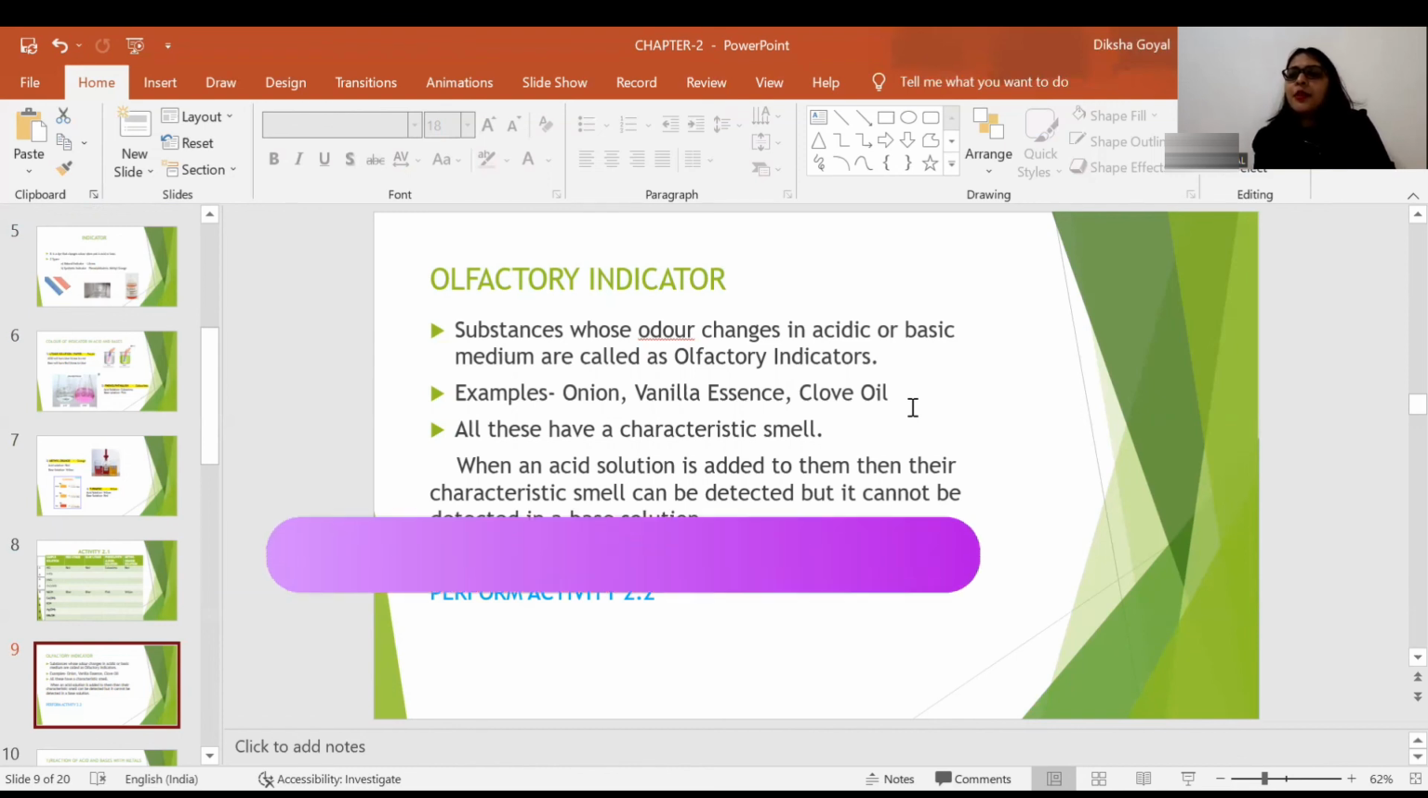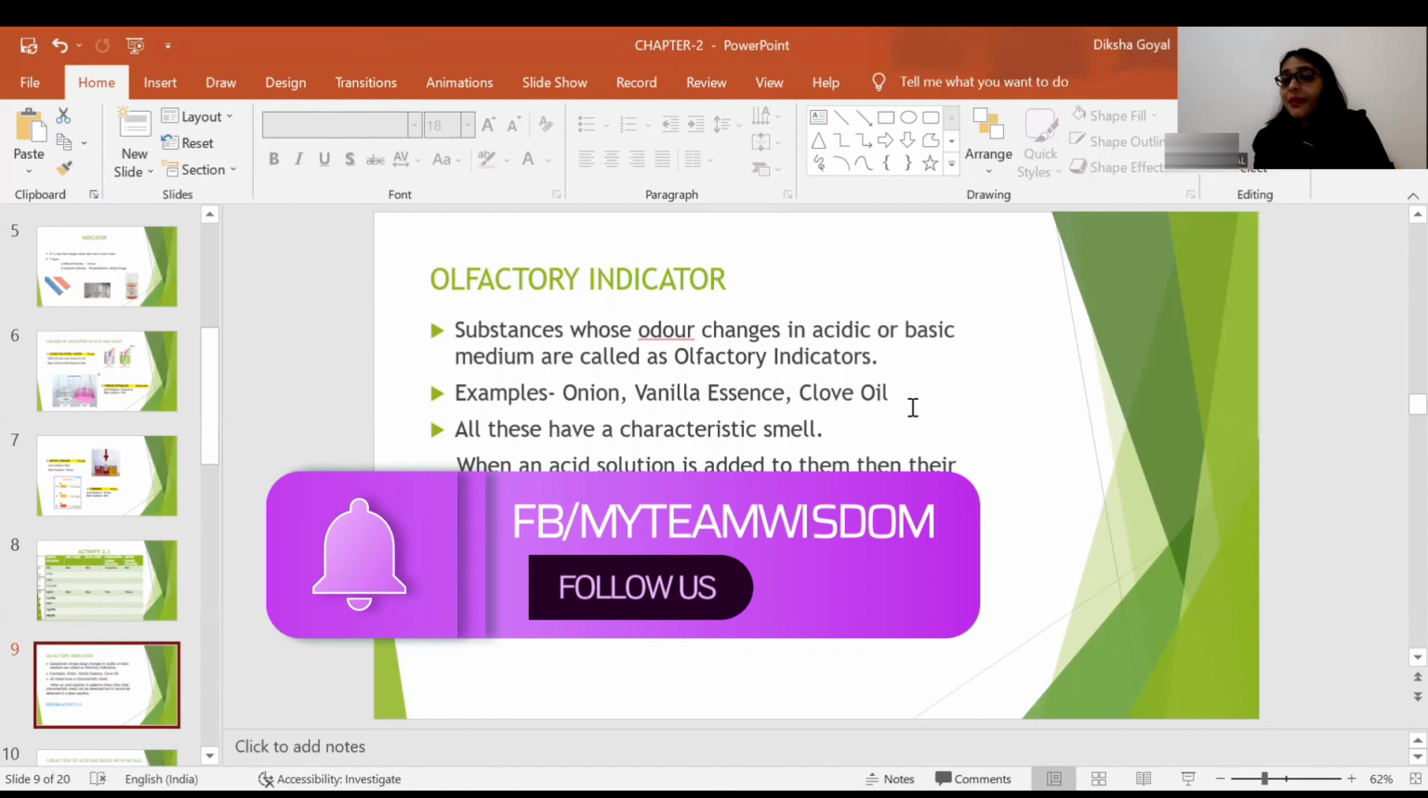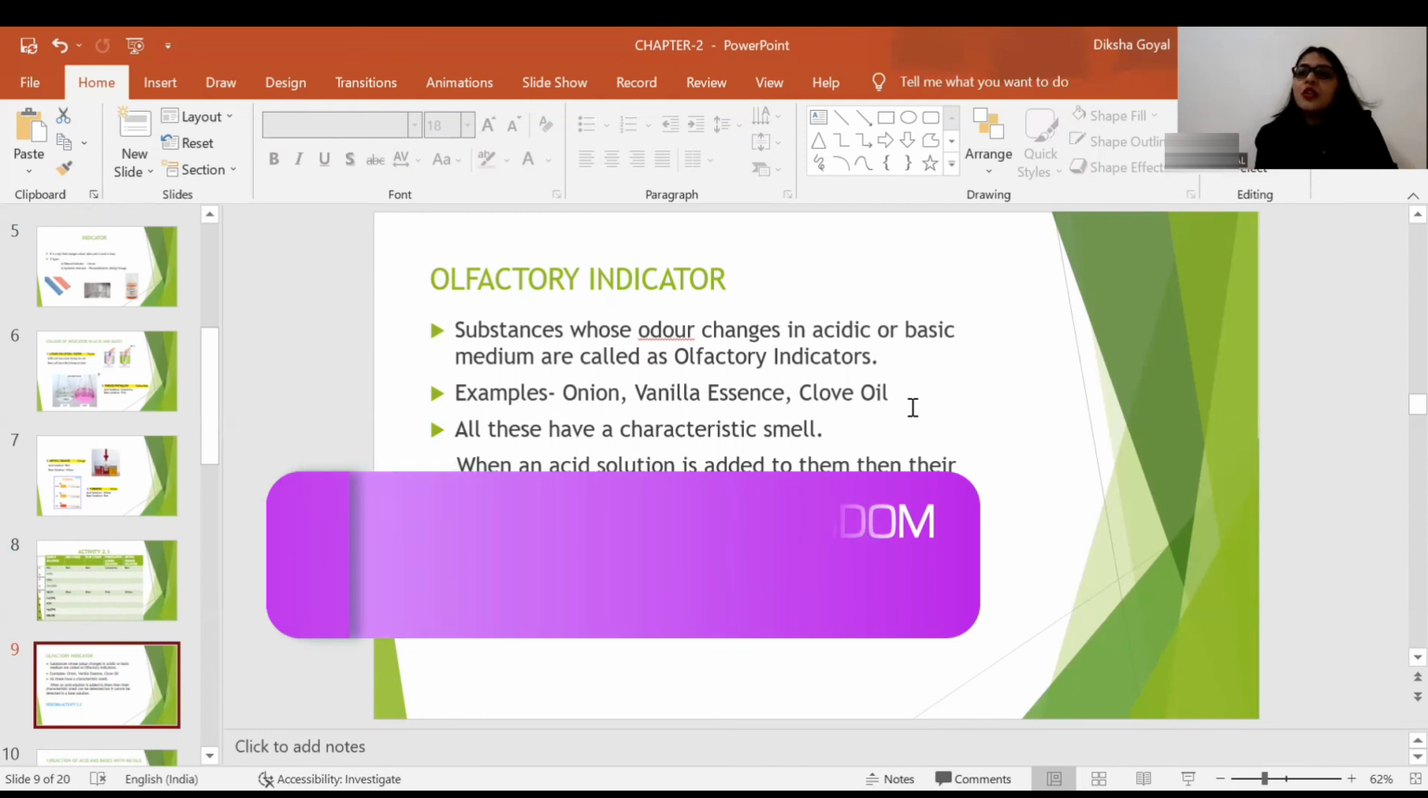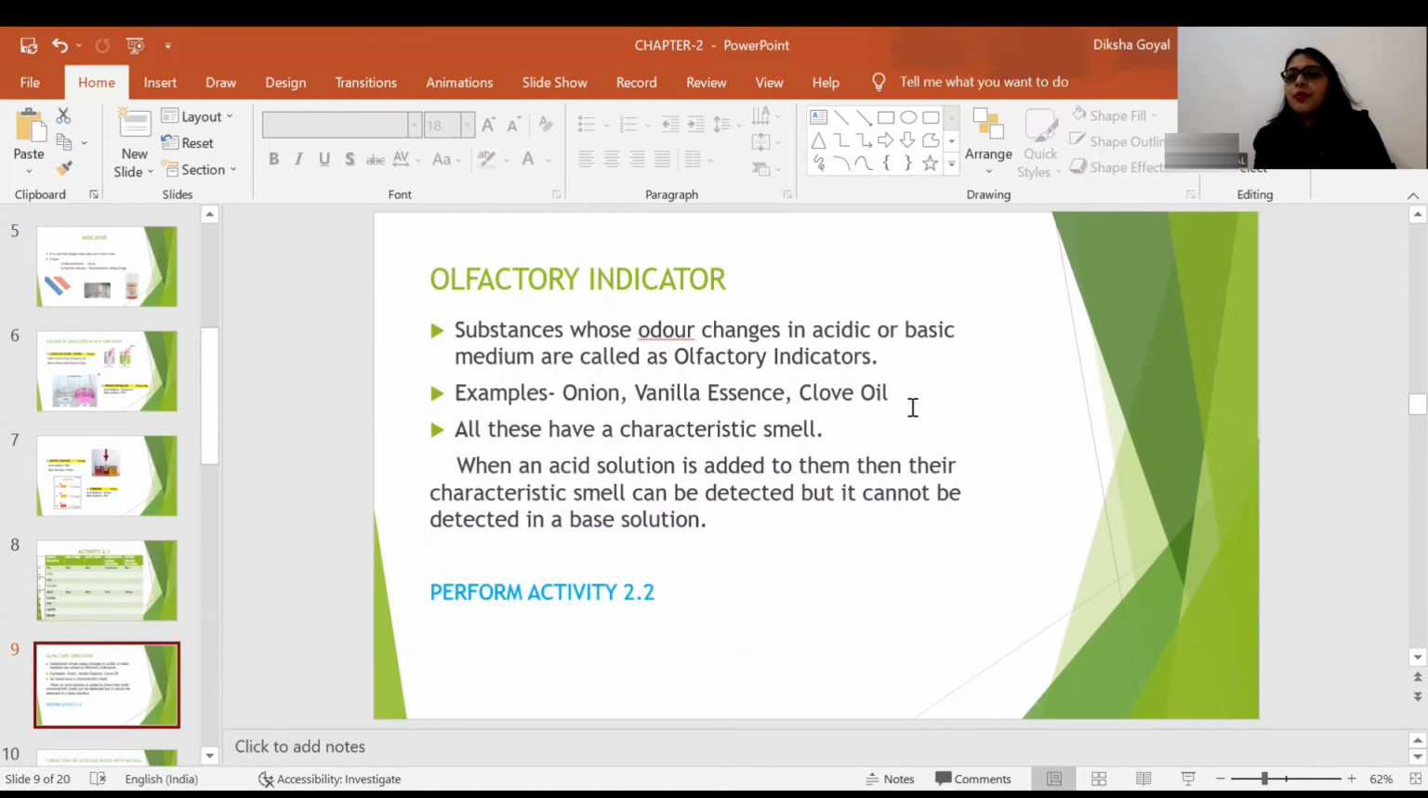And on the other, put some baking soda solution. That baking soda is a base, right? So you will find that the cloth strip on which vinegar was put is still having the smell, but the one having baking soda on it, the smell vanishes. So base smell gone, acid smell is still there, right? So this way we can say that this is an acid or this is a base.